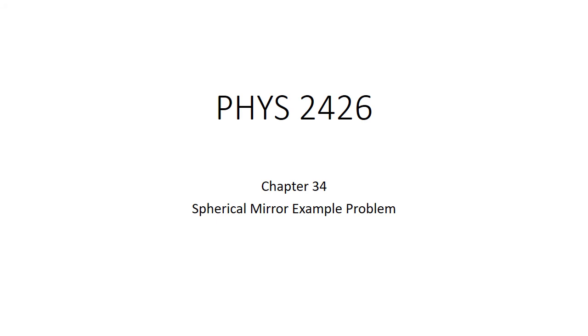So let's consider a spherical mirror example problem. Suppose we have a spherical mirror that has a focal length, because you normally get the focal length instead of the radius of curvature. Let's say the focal length is 14.2 centimeters, and we put an object at a distance of 18.8 centimeters from the mirror, and I want to know where is the image.